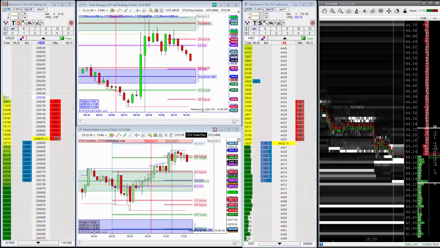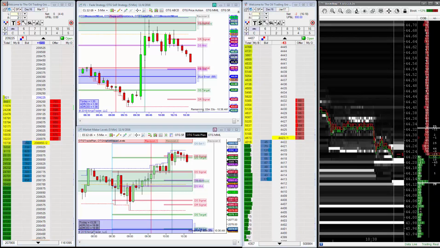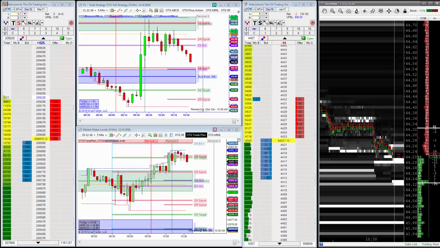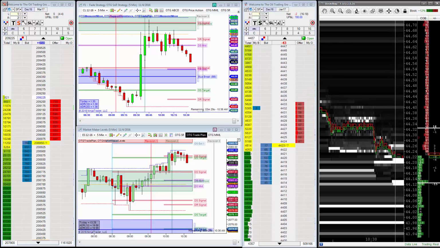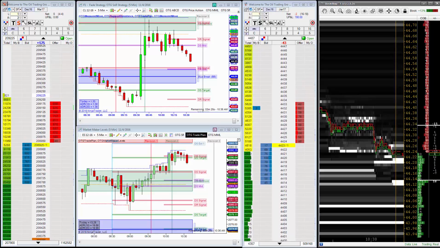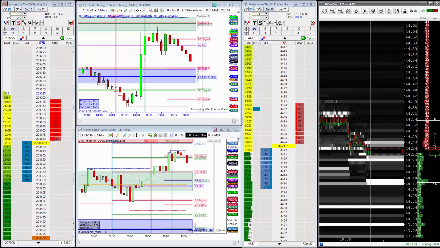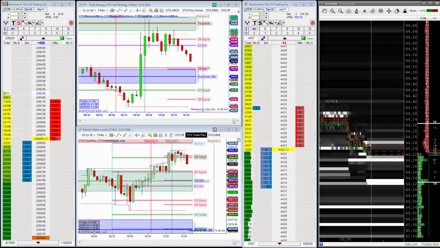Bring this trail stop here to 32. That's 30 ticks, but I'm not going to leave it there. I'm going to let this thing try to continue the push down. There's 23, 22. You've got volume at 21 and 20. 44 even is your target. That's 62 ticks.